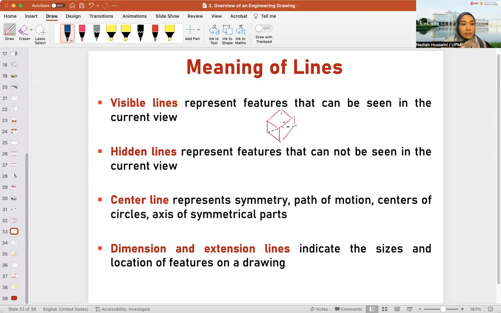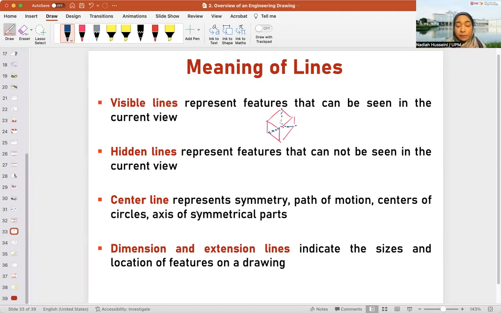Okay, so that is my hidden line. Benda yang saya tak nampak in my current view. Jadi kalau saya pusing kotak ni, saya nampak lah. But in my current view, I cannot see it. So, apa yang saya buat? Saya lukis dash line to represent the hidden lines. So that my engineer, the one that is constructing this object, knows belakang tu, oh ada juga belakang ni rupa-rupanya. Bukanlah kosong je. Okay? And then center line represents symmetry, path of motion, centers of circle, axis of symmetrical parts.